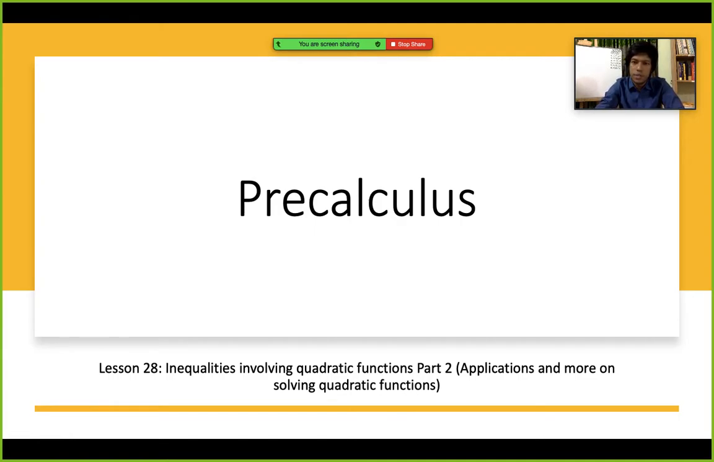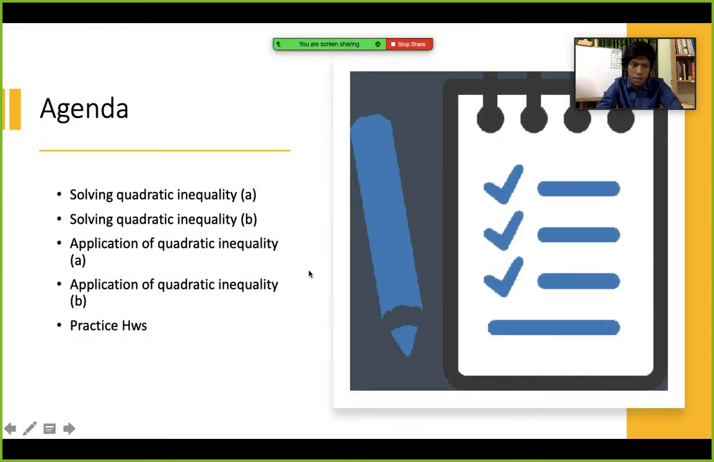So in this lesson we will discuss more on quadratic inequalities, and we have two different types of things for today's class. One is application related to quadratic function, of course, and another one is solving more quadratic inequalities. So let's look at this agenda. Solving quadratic inequality A and B, that means two types of questions we will discuss here, and these are application math. Here also two different topics we will discuss for the application math.